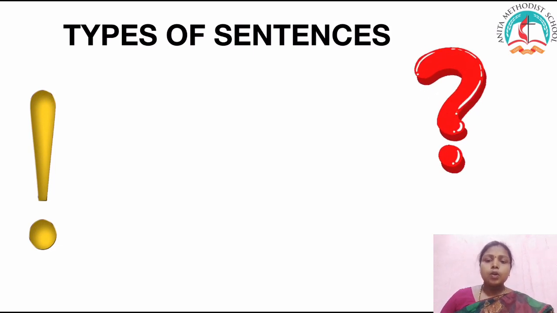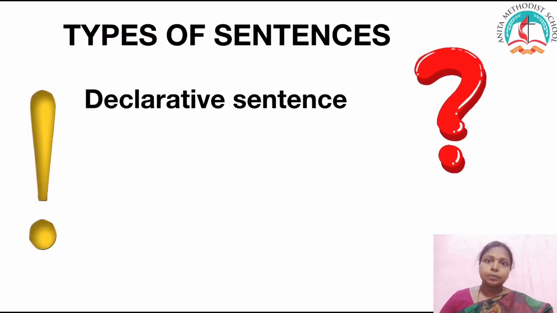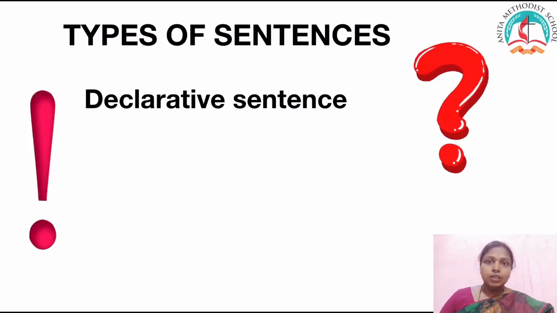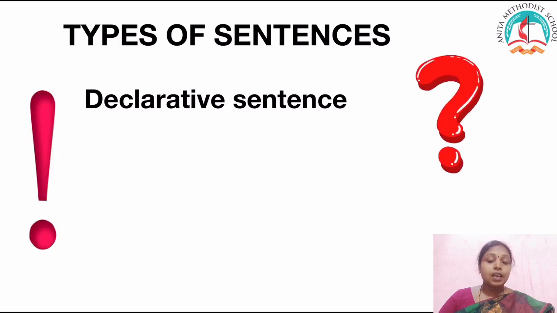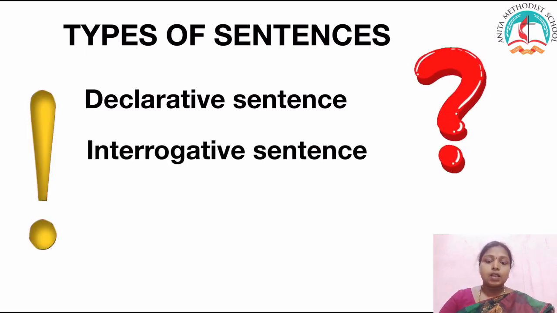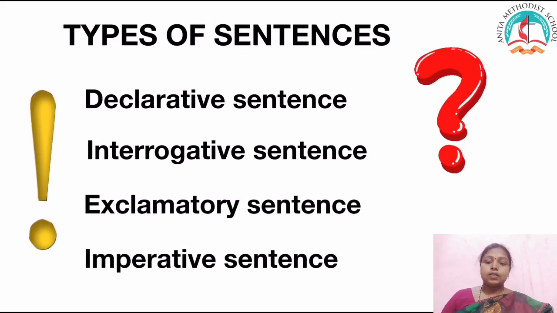Now today we are going to learn the types of sentences. Any idea how many types of sentences there are? Shall I tell you? There are 4 types of sentences. First one is the declarative sentence. Second one is the interrogative sentence. Third one is the exclamatory sentence. And the fourth one is the imperative sentence.